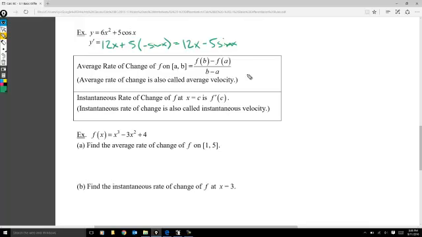Okay, a little review on average and instantaneous rate of change. We can call this AROC for short and IROC for short. The average rate of change is over an interval. Instantaneous is at 1 point.